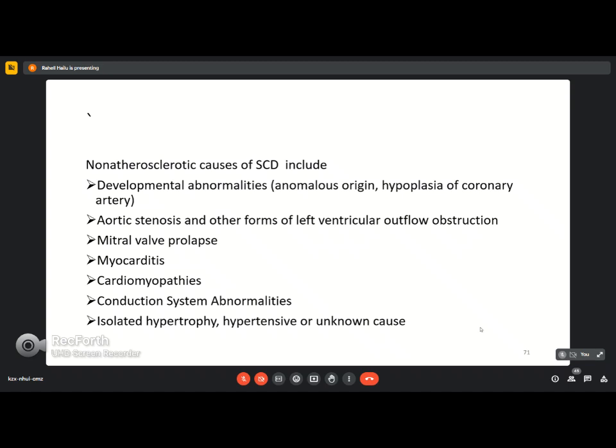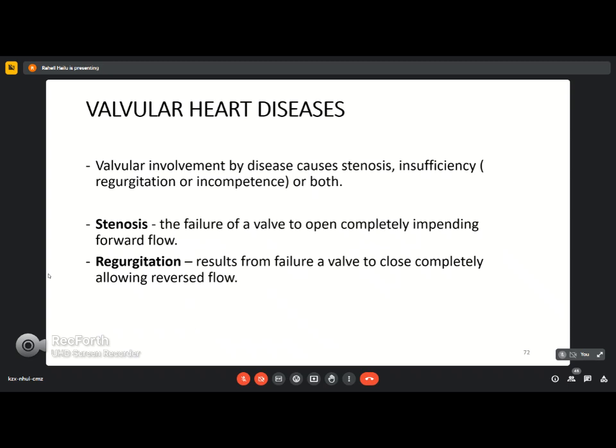So other than atherosclerosis, sudden cardiac death can also occur in other conditions, developmental anomalies, aortic stenosis, or any other form of ventricular outflow obstruction. But predominantly in these cardiomyopathies, if you have heard of these, hypertrophic cardiomyopathy, in young athletic individuals, more likely to result in sudden cardiac death.